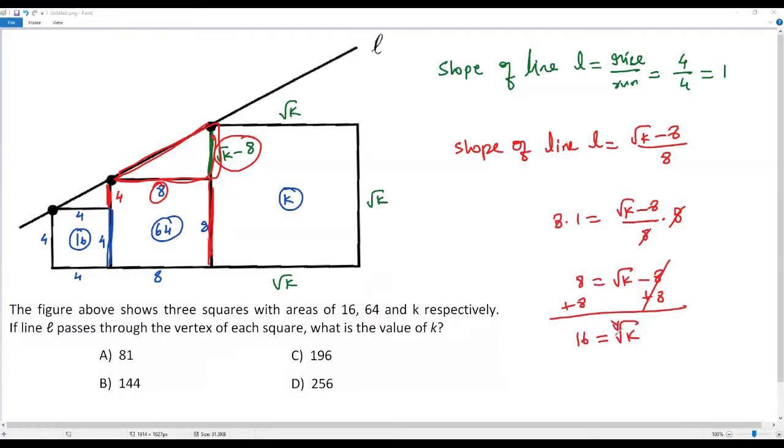Now to get rid of the square root, I have to square both sides. When I square both sides, 16 squared is 256. On the right side, the square root and square will cancel. I'm just getting k. Okay, now I got the value of k, which is 256. I find 256 in answer choice D. The correct answer choice for this question is D.